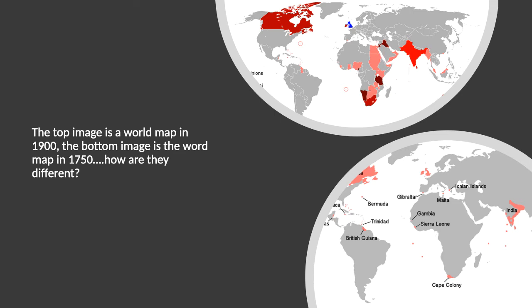So these are 2 world maps, okay? The top one is the world map in 1900, and the bottom one is the world map in 1750. And I want you to tell me, what is the difference, ladies and gentlemen? What is the difference?